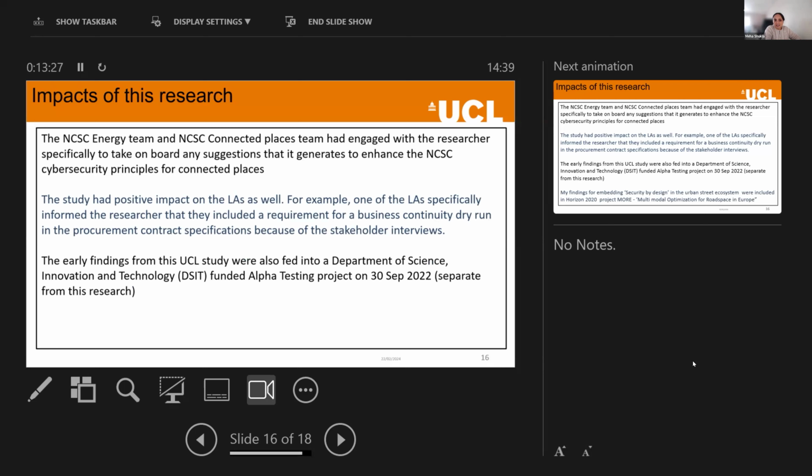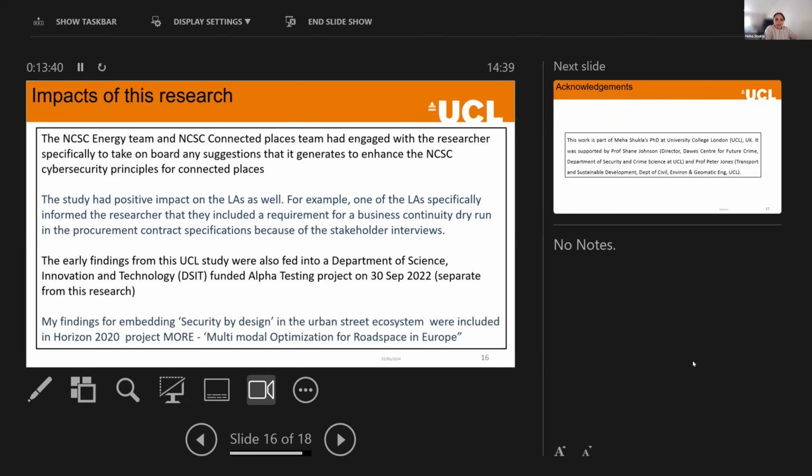The DSIT funded an alpha testing project. They had already funded it, but they changed the scope of that particular testing project based on my initial findings. They focused more on the governance. And my findings were also embedded in a Horizon 2020 project, which was conducted across 7 European cities for multimodal optimization of road space in Europe.